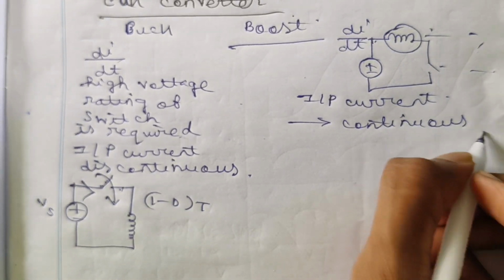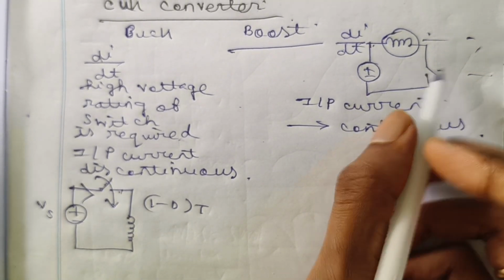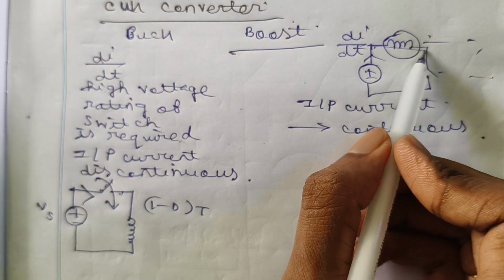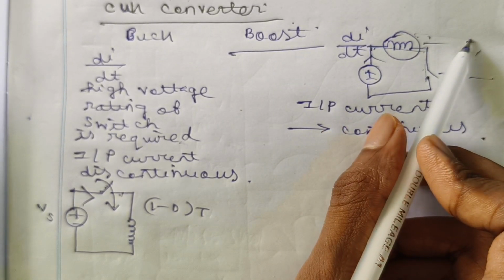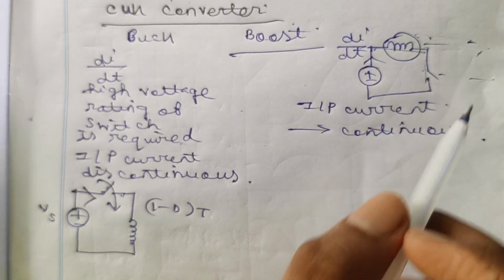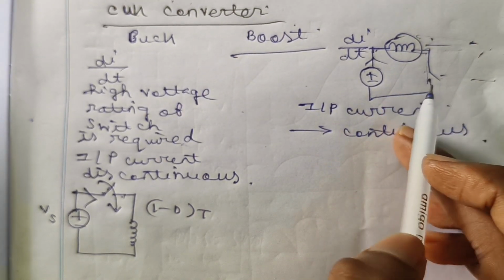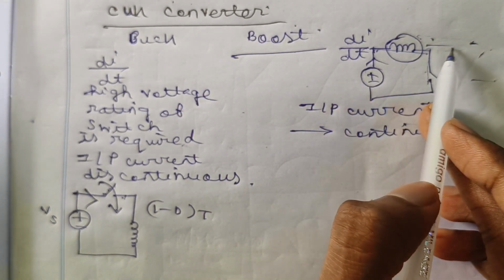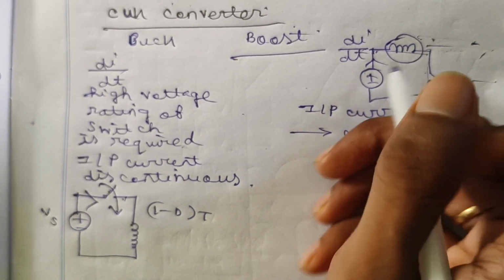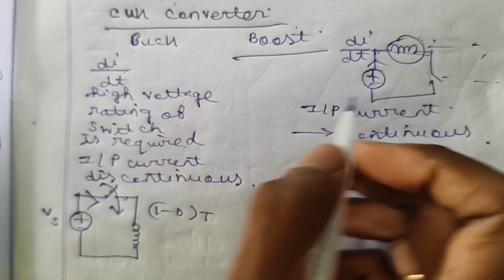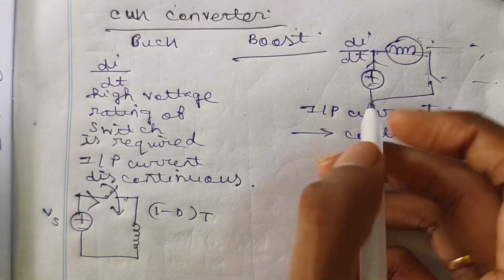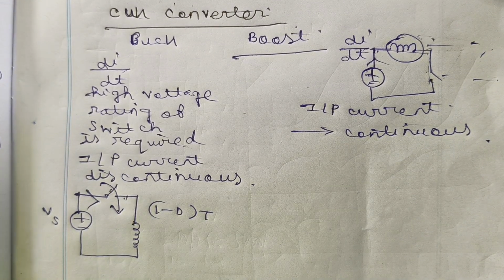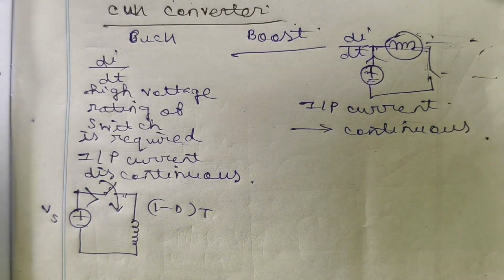Why is the input current continuous? Because whenever the switch is on or off, the current always flows through the inductor. Whenever the switch is on, current flows here and bifurcates as per Kirchhoff's current law. Whenever the switch is off, current also flows like that. So there is no time when the current becomes zero, and discontinuous mode of conduction is not there. So input current is always continuous, and a larger filter capacitor is required.